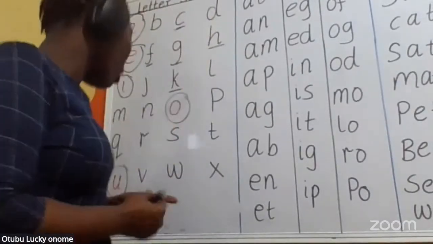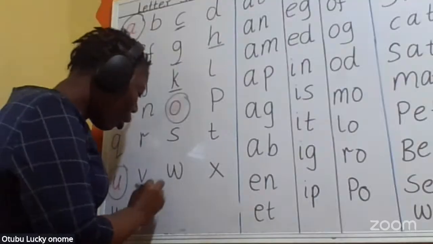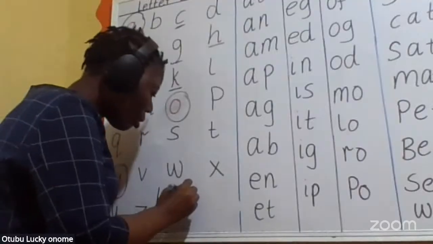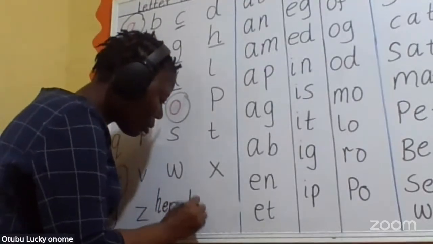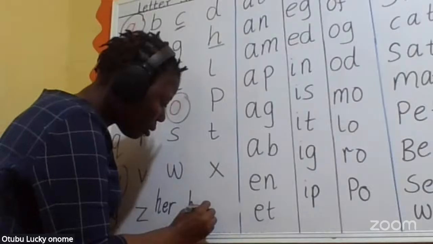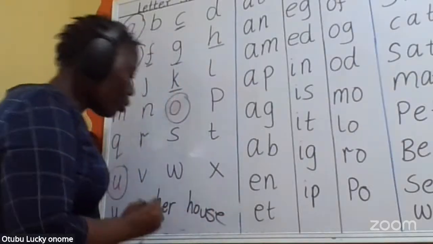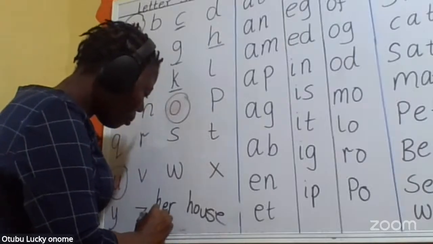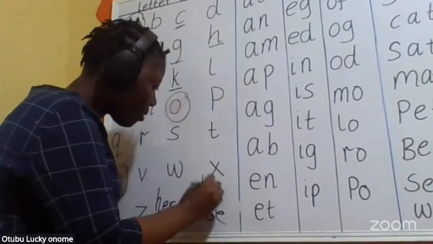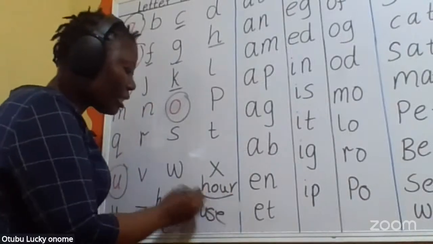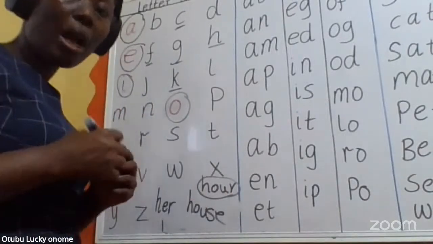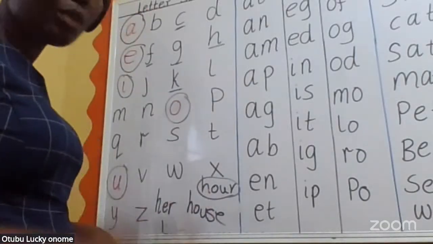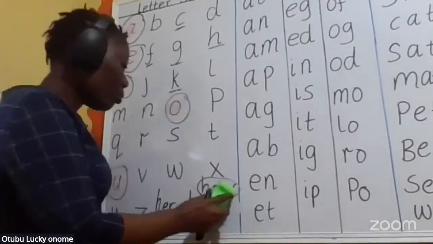We have it in words like her, house, and hour. In the sentence, one hour ago I was at the market, the h is silent. We are going to learn about silent letters soon.